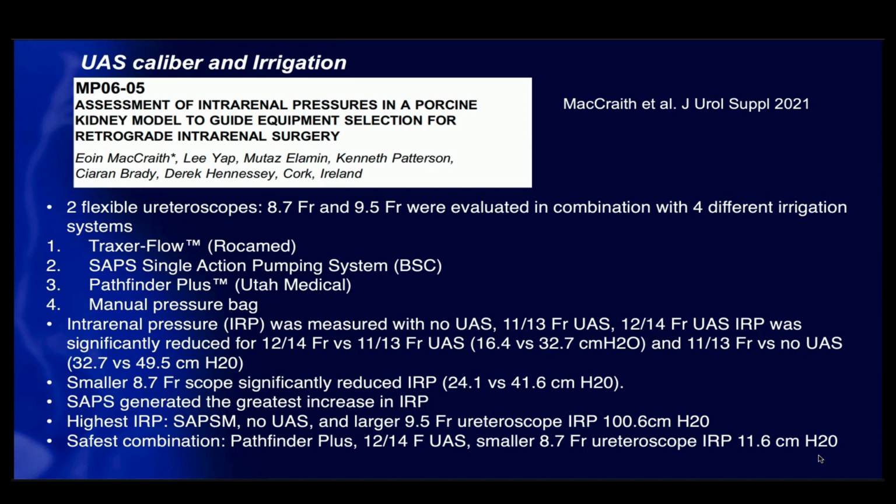The smaller diameter ureteroscope, 8.7 French, significantly reduced the intrarenal pressure. The single action pump system generated the greatest increase in intrarenal pressure. And they found that the highest intrarenal pressure was associated with use of the single action pump system without access sheath and the larger diameter ureteroscope. The intrarenal pressure was around 100.6 centimeters of water, while the safest combination was the use of Pathfinder Plus in combination with a 12-14 ureteral access sheath and smaller diameter ureteroscope. The mean intrarenal pressure was around 11.6 centimeters of water.